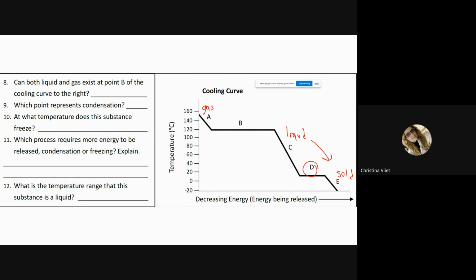So that's the type of multiple choice question that you get if you're given a heating or cooling curve. And you have to pick the right letter. Any other questions with this?